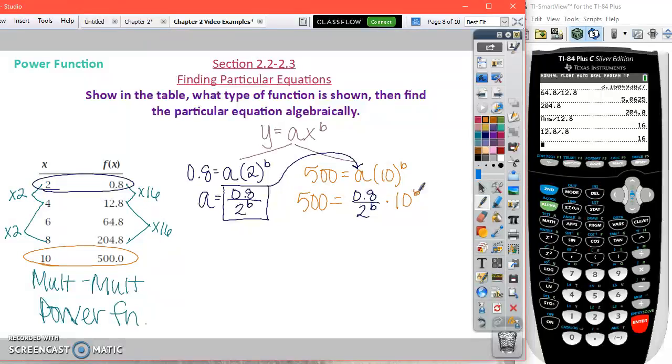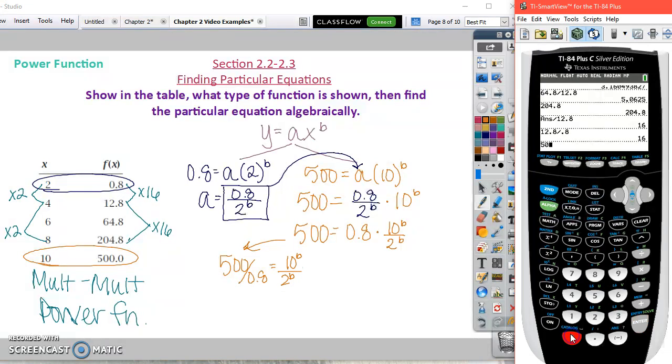I'm now going to rearrange this equation a little bit. So I'm going to leave the 500 alone, and I'm going to pull the 0.8 out front and multiply this 10 to the b to the numerator. So now everything with the b is together in one fraction, and the constant is pulled out front. So now I can divide both sides by this 0.8. So I'll have 500 over 0.8 equals 10 to the b over 2 to the b. From here, I'm going to take 500 divided by 0.8, and I get a nice number, which is 625.